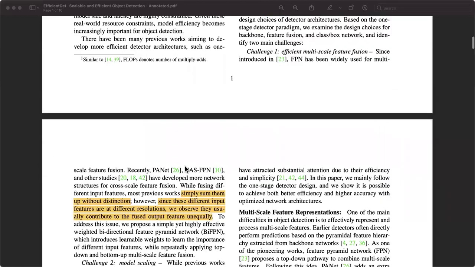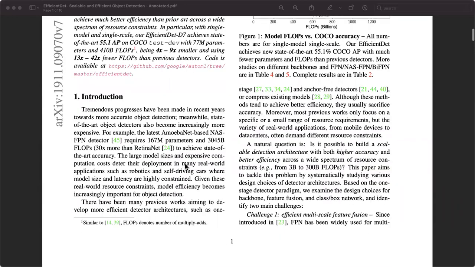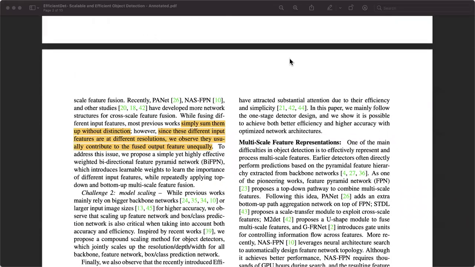Let's study a little bit more about some of the important related work. Again, the first one is the bi-directional feature pyramid network. Why do they propose this one? Why don't previous models work well in terms of fusing multi-scale features? Well, most of them just sum them without a distinction.